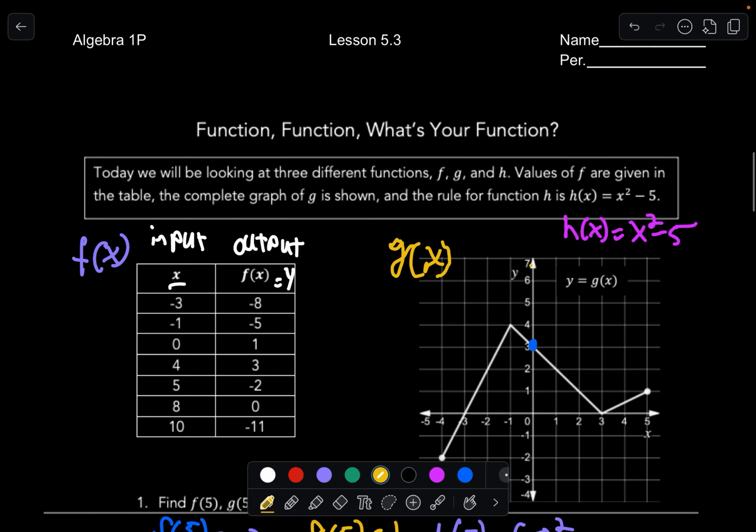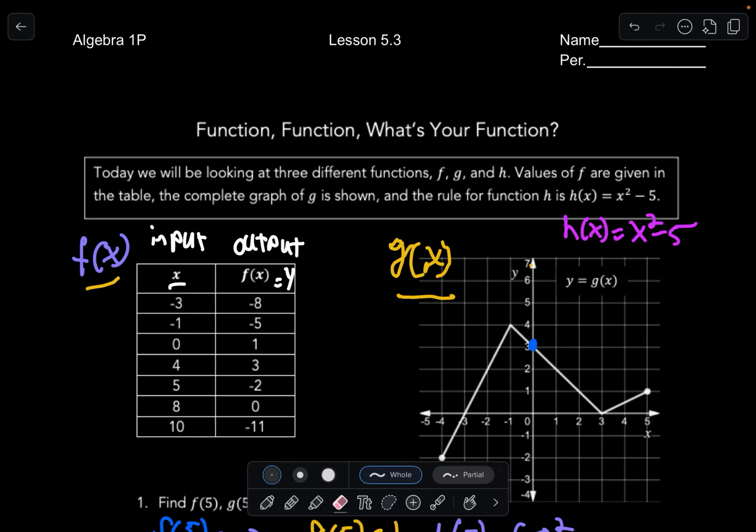All right, today we will be looking at 3 different functions, f, g, and h. Values of f are given in the table, so I labeled it f of x. The complete graph of g is shown, so this is g of x, the graph. And then h of x is given to you as an equation. I just wrote it here because you have to read it because you might have missed it.